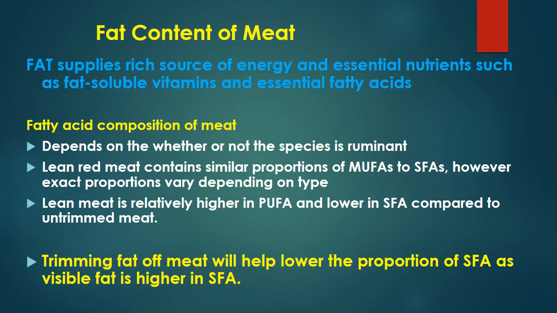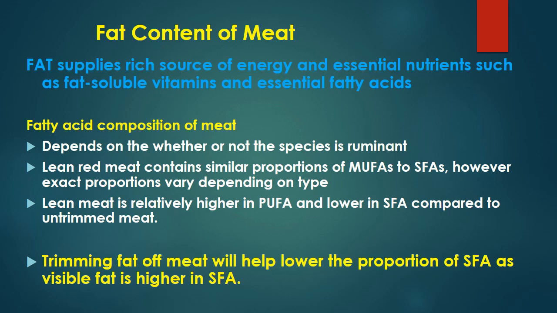Further, in continuation about the fat content of meat and the fatty acids, the fat supplies a rich source of energy and essential nutrients, as I have mentioned already about the essential fatty acids, and also it is a good source of fat soluble vitamins, that is vitamin A, D, E and K. Generally they are carried through fat. Now the fatty acid composition of meat depends on the species, particularly whether it is ruminant or non-ruminant. Generally, in the case of ruminants, the saturated fatty acid is more.